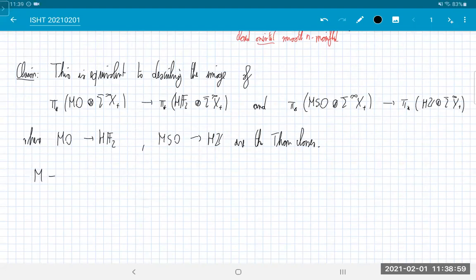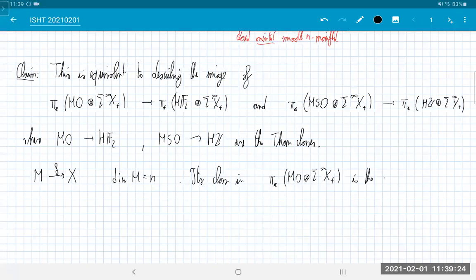So suppose we have a manifold with a map to X, it's N, for example. Then its class in pi star MO tensor sigma infinity of X plus is the composite. I think I wrote this very, very often.